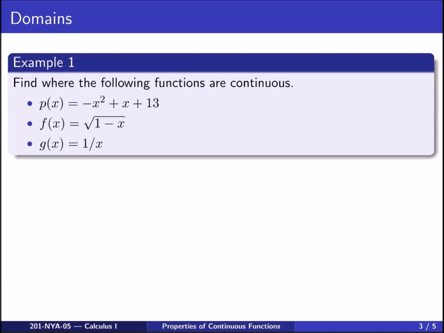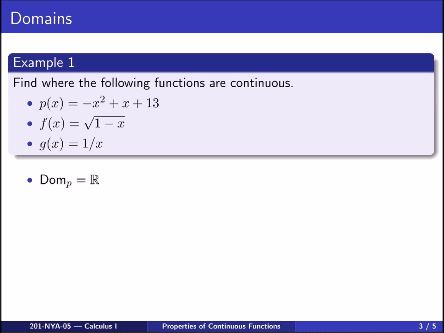Now in this example, we are given three functions and we have to decide where each of them is continuous. Look at the first function, p of x. Pause the video and decide where it is continuous. Okay, so p of x is minus x squared plus x plus 13. It's a polynomial and we have seen that polynomials are continuous on their domain, so finding where p is continuous is equivalent to finding its domain, and all polynomials have the domain which is R.